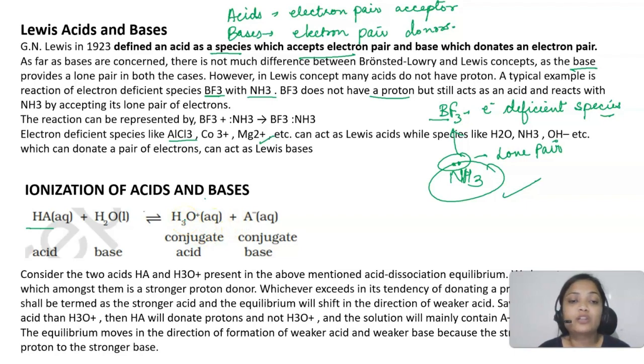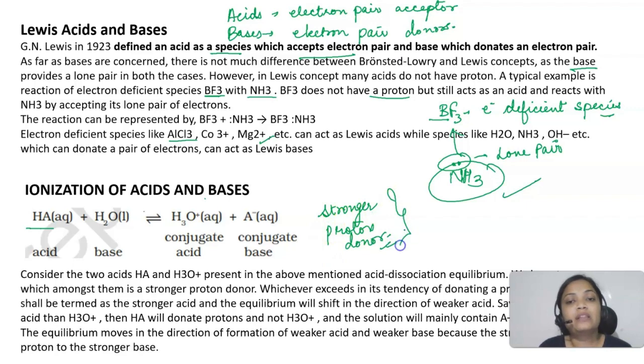We need to see, we have studied about equilibrium now, but we need to see in which direction the reaction will proceed. Will it proceed in the forward direction or in the backward direction? For that we need to know which one is the stronger proton donor. Okay, so we will find out the stronger proton donor.